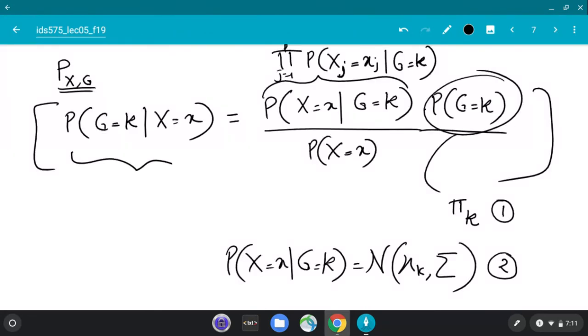This is called the posterior, by the way. In Bayes rule, the left-hand side is called the posterior. This is called the likelihood. And this is called the prior. It's just names, but we don't need those names.